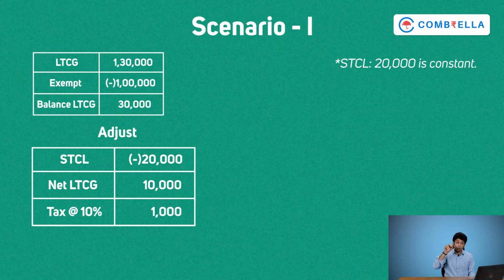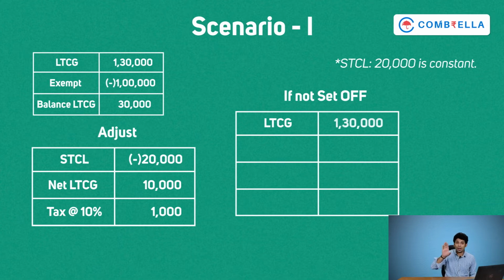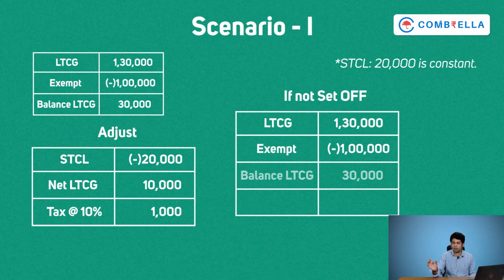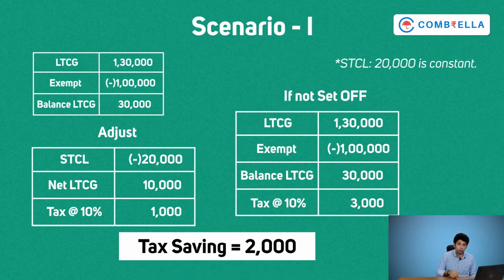So if you had not sold the shares at 80,000 and not booked a loss of 20,000, then you would have paid tax on how much? 1,30,000 rupees is your long-term capital gains minus 1 lakh. So the balance is 30,000 into 10%, 3,000. But because of booking losses, you are paying tax of only 1,000 rupees and saving 2,000 rupees.